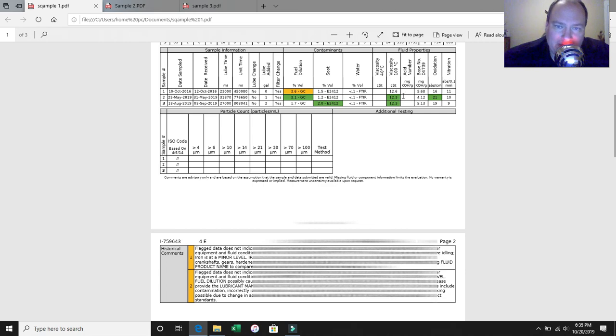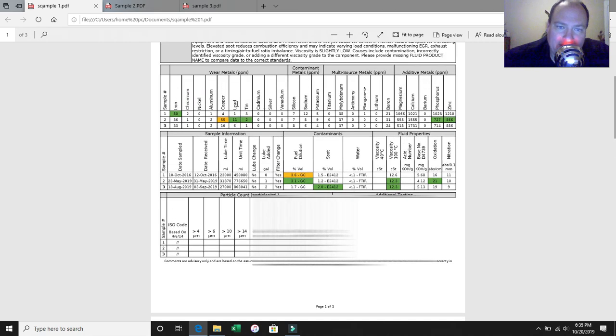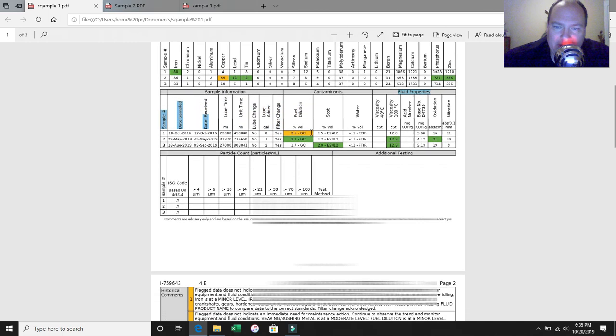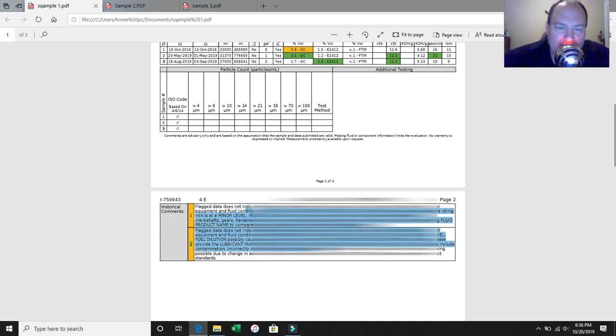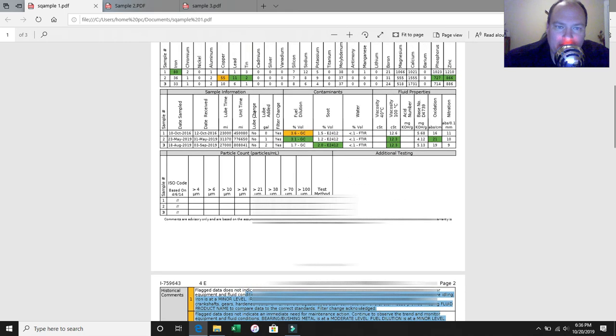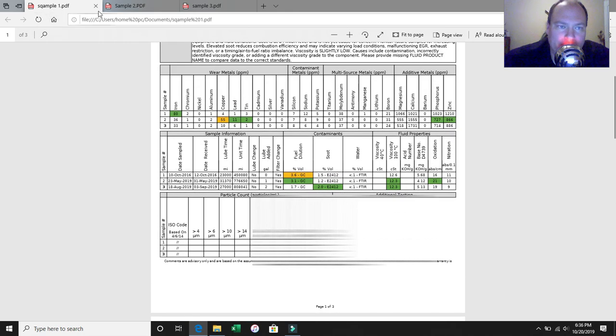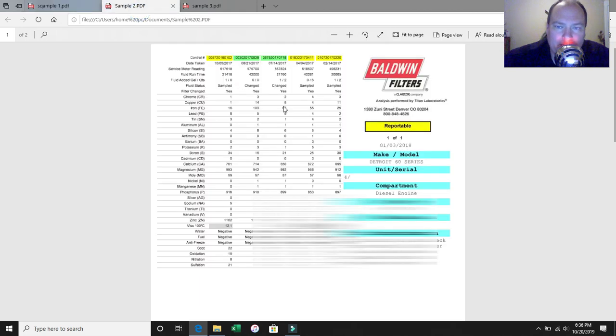So that's a basic touching on all these different things they're showing here. There's another one, sulfation, but apparently this one doesn't measure sulfation. So we'll get to that in a minute. Particle count, this just measures if you have any solid particles. Then they put any comments that they have. Basically, they talk about everything we talked about here. So let's look at this other sample.